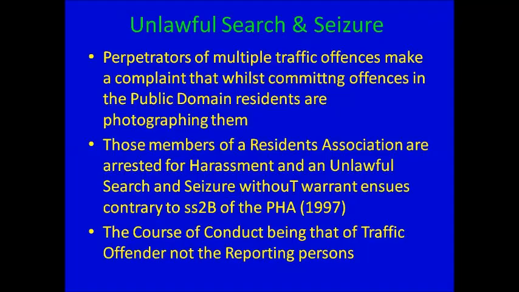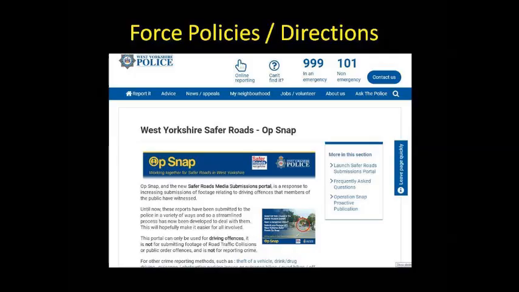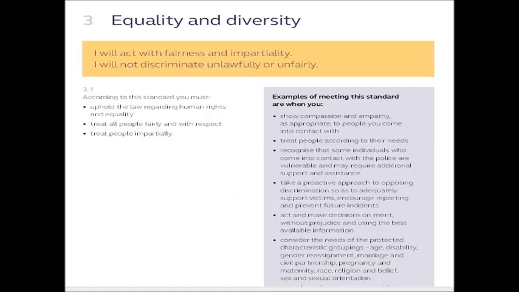Consider this scenario in the context of equality and diversity. A traffic offender perpetrating traffic offences makes a malicious allegation of harassment against parties reporting the offences occurring in the public domain by the taking and making of images in a public place. The reporting persons were arrested, and during the process an unlawful search and seizure occurred where the computers and cameras were unlawfully seized without warrant, contrary to Section 2B of the Protection from Harassment Act 1997. In other words, the officers got legitimacy wrong and were acting unlawfully.